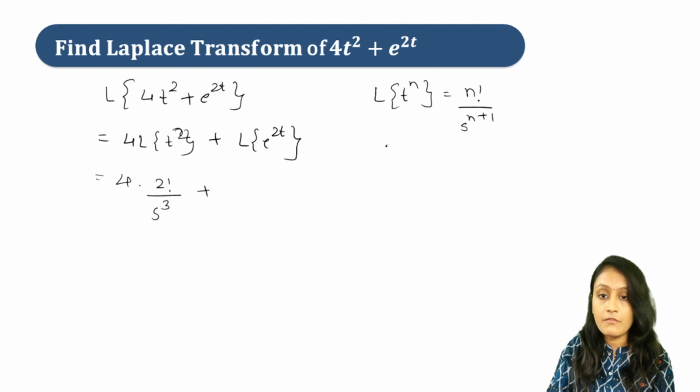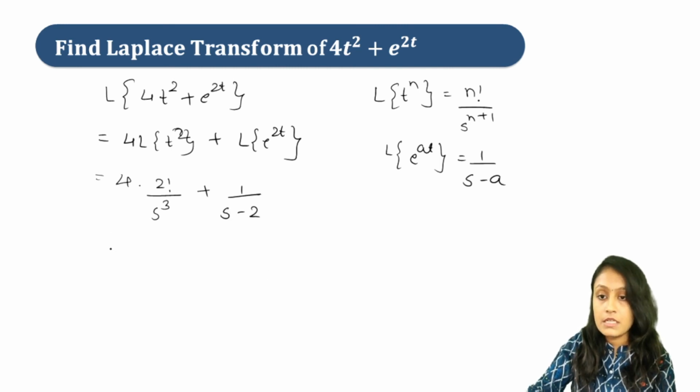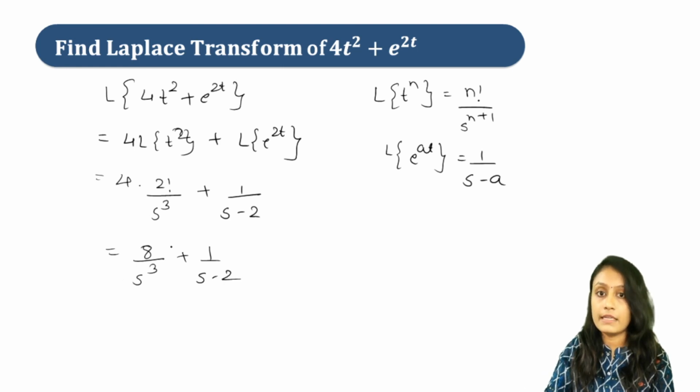Okay, plus now we know Laplace transform of e raised to at. It is 1 upon s minus a. Okay, so from here we'll get 1 upon s minus 2. Just simplify this. So here 2 factorial is 2. So 8 upon s cube plus 1 upon s minus 2. This is your final answer.